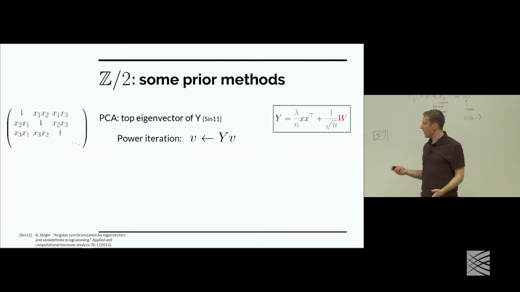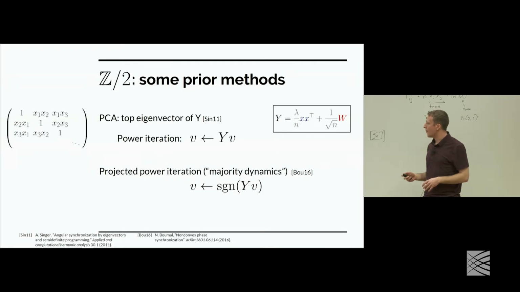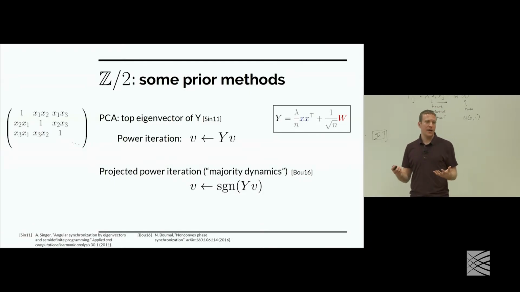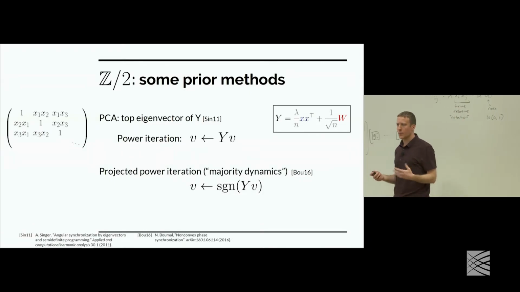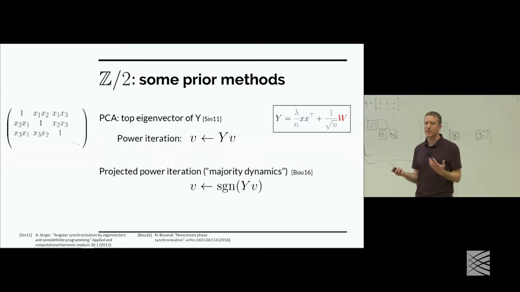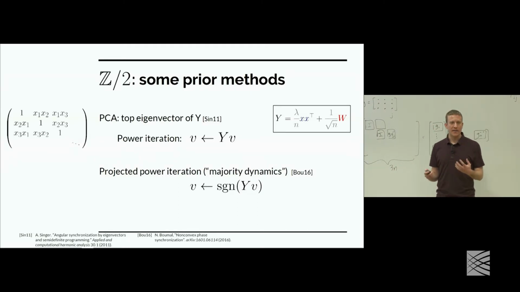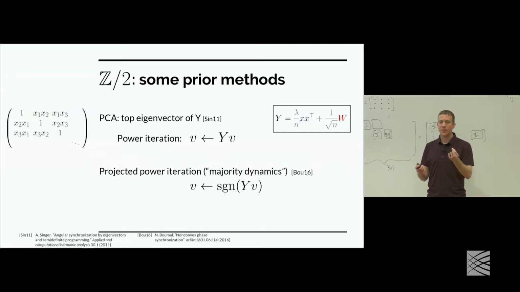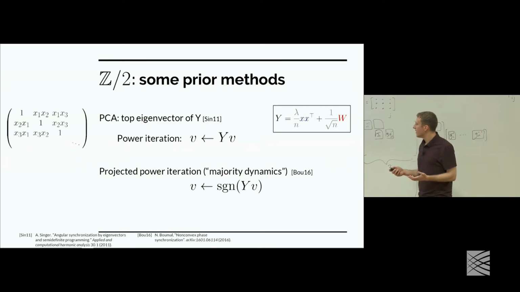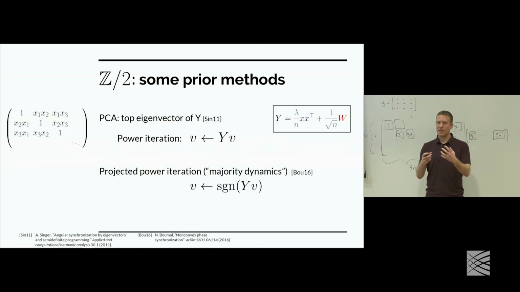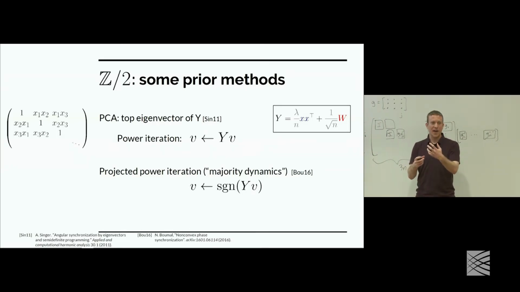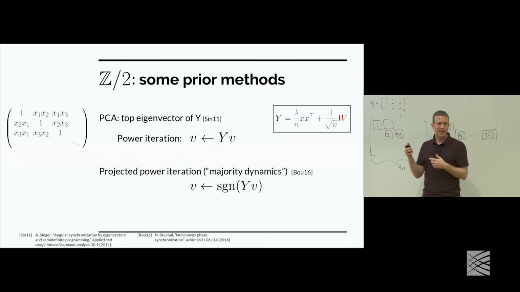But right, so the power iteration is one method. I mentioned one weakness of this approach being that it doesn't exploit the structure, meaning it doesn't exploit the fact that X is supposed to be entry-wise plus minus 1. So how could we try to exploit that structure? We just round the vector to be plus minus 1 after each iteration. So we multiply by Y, and then we take sign.